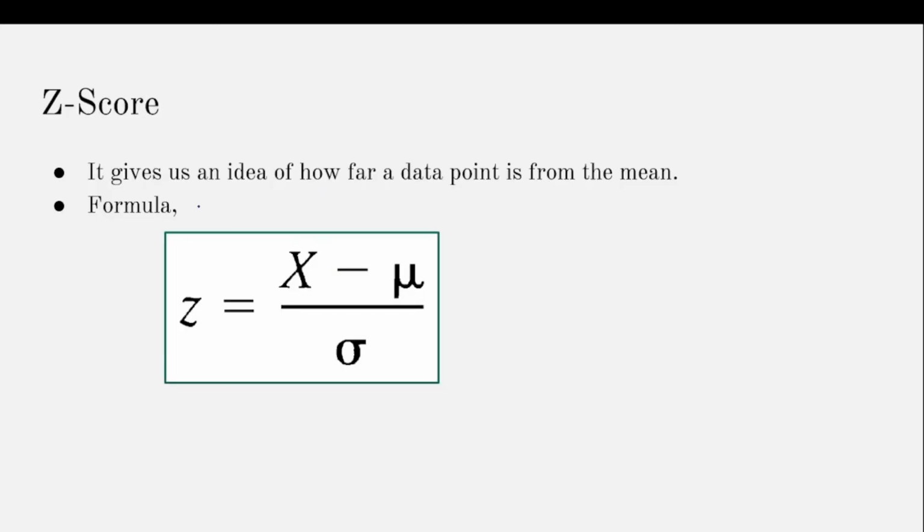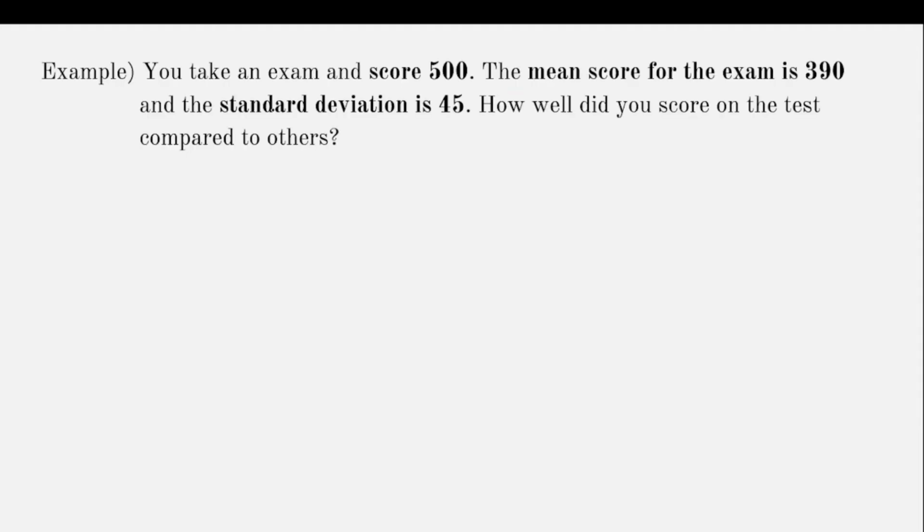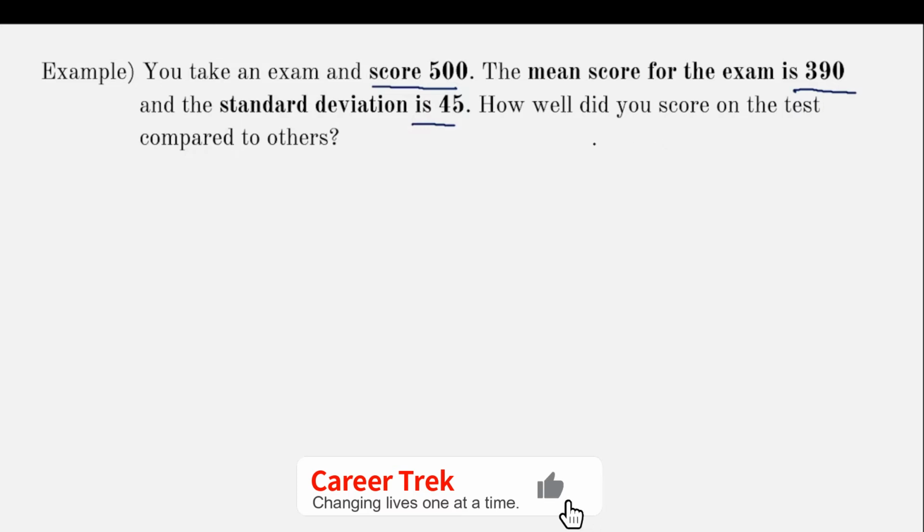So moving ahead, as we saw, z-score is a parameter that tells us how far a data point lies from the mean in terms of standard deviation. The formula of z-score is given as z equals data point minus mean divided by sigma, that is the standard deviation. Now, let us consider an example. Suppose a person takes an exam and he scores 500. The mean score is 390 and the standard deviation is 45. I need to find out how well the student performed in that exam.